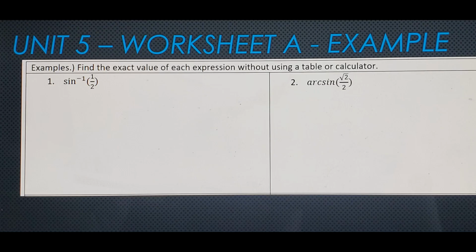The second one says, what is the arc sine of square root of 2 over 2? And that is positive. So once again, we're looking at all the coordinates.